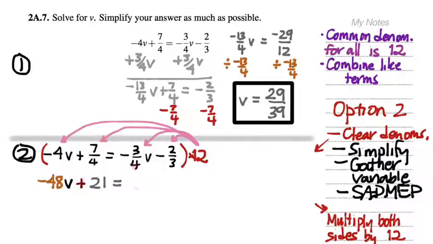If we take that same tack for our next pair, -3/4 times 12, what do you think is going to happen?